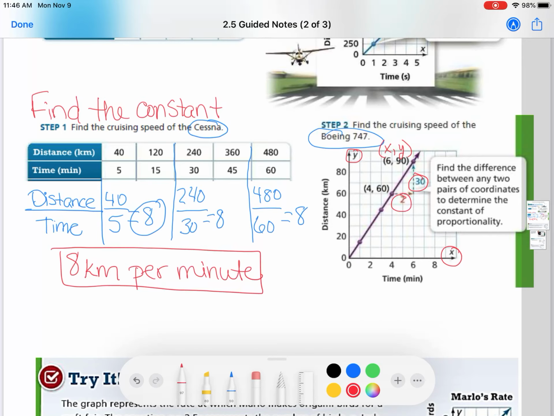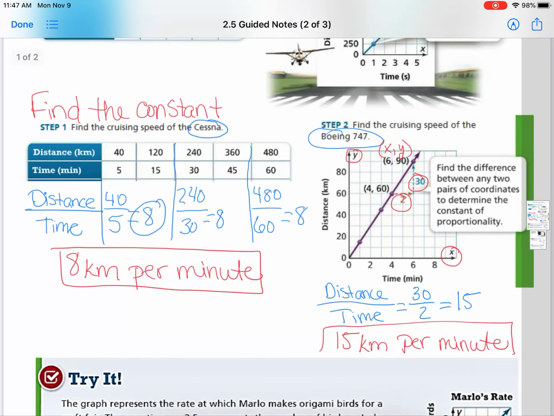So let's set that up the same way that we did for the table. So that would mean, again, distance over time would be 30 over 2, which when you divide 30 divided by 2, you get 15. So what we just figured out is that for the Boeing airplane, every minute it goes 15 kilometers. I always say that backwards.